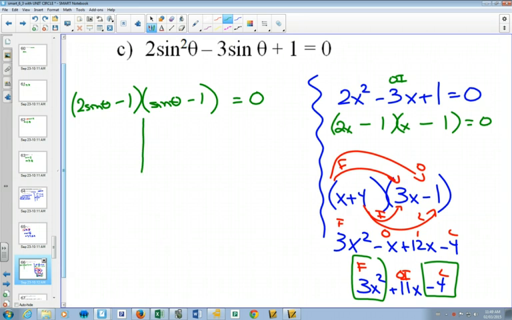Now we can split it up. If the second one were equal to 0, sine theta would have to be 1. If the first one were equal to 0, and eventually you'll be able to write this directly to be sine theta is 1/2. Temporarily, you might take an extra couple steps to write 2 sine theta minus 1. I want that to equal 0. So I would have to move the 1 over and then divide by 2. And then you would see that sine theta is equal to 1/2.